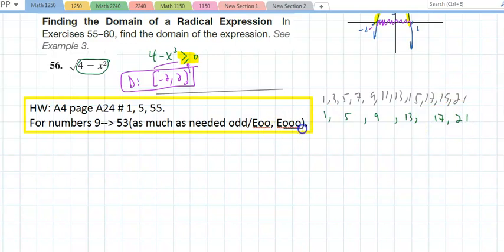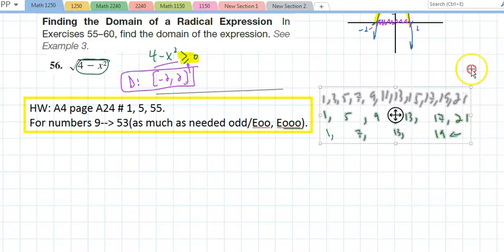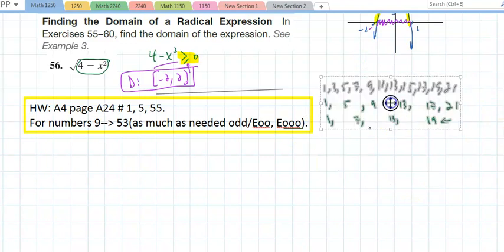Or every other odd. Skip 3 and 5, do 7. Skip 9 and 11, do 13. Skip 15 and 17, do 19. So, it's up to you. You could do this if you don't need that much on factoring. Again, it's as needed, but I assume that you know how to factor from this point on, and we will factor later on.